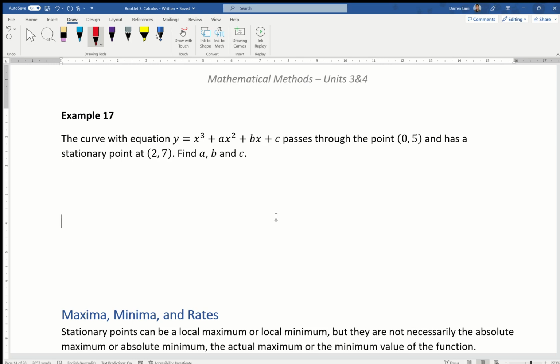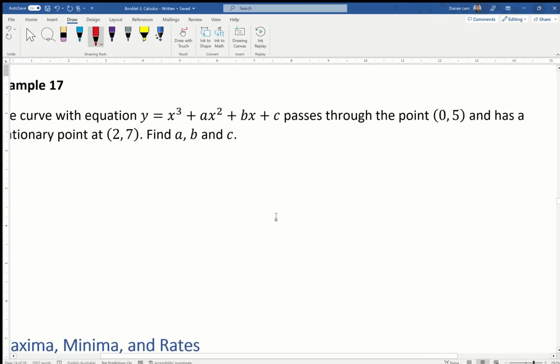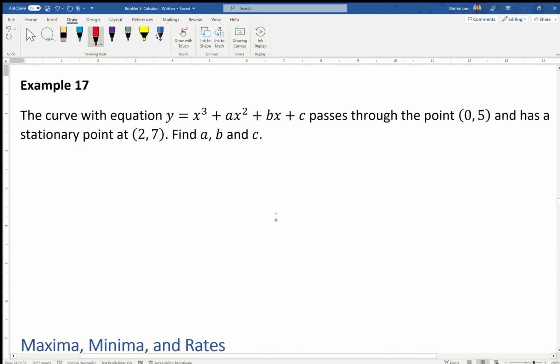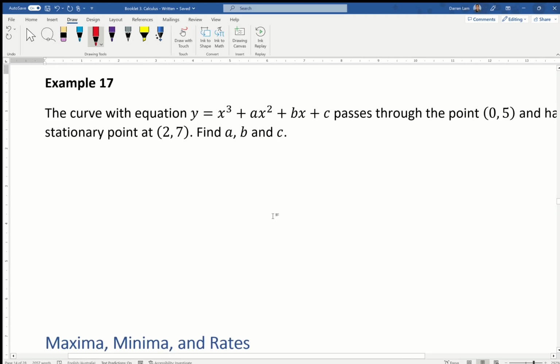Let's try that again. This is the introduction to exercise 6.3 on global maximum and minimum. We start off with our do now question, an identifying function families question. We have a curve with the equation y equals x cubed plus ax squared plus bx plus c, passing through the point 0, 5 and having a stationary point at 2, 7. Find the values of a, b, and c.